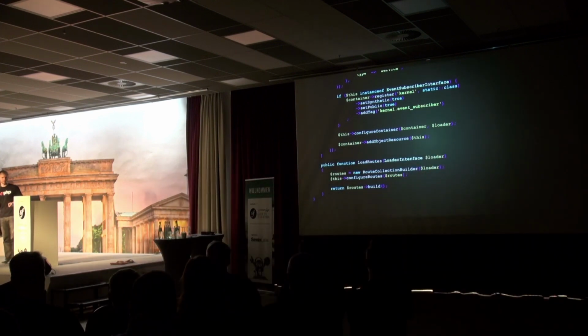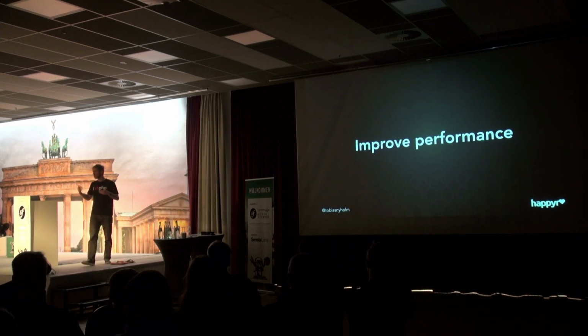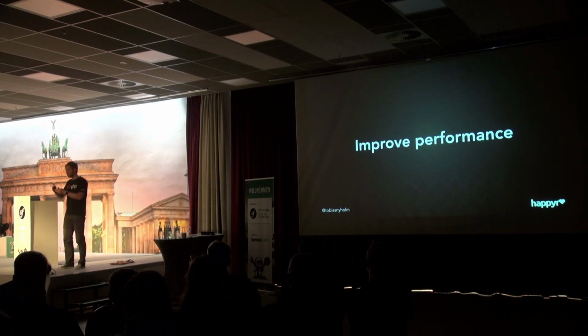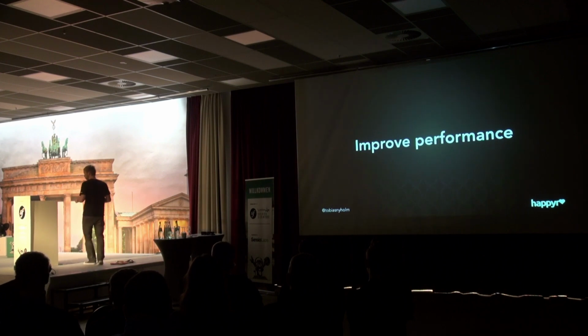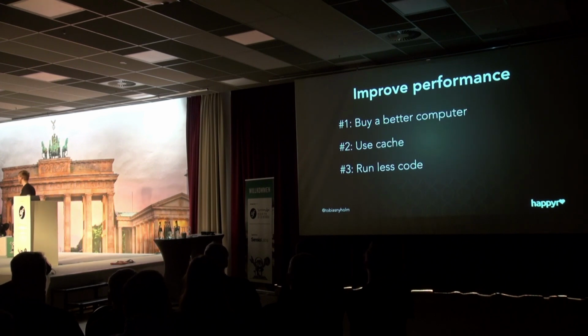And when you're building everything yourself, and when you know every line executed, it's super easy for you to handle your performance. You know which line is executed, and you know where it's slow. Or at least you should know where it's slow. At least you could have a hunch on where it's slow. So I'm going to repeat this for you, how to improve performance: you buy a better computer, you cache everything, and you run less code.